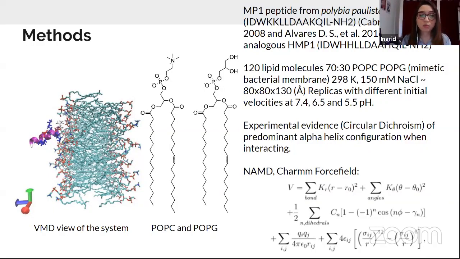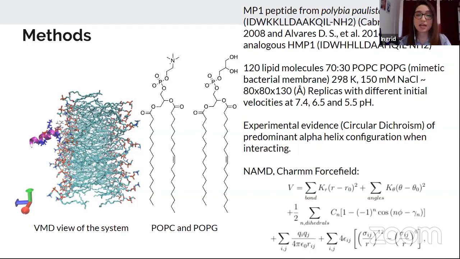I built the system with 120 lipid molecules at the ratio of 7:30, POPC to POPG. The POPC is a zwitterionic lipid, and POPG is a negative one. I did the simulation at the same salt concentration and the same temperature as the experiment. And I did a lot of replicas with different initial velocities at the 3 pHs.